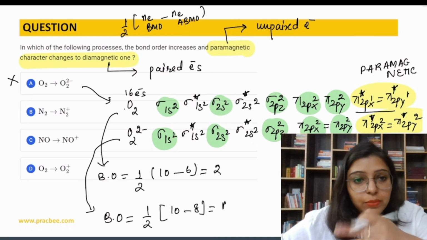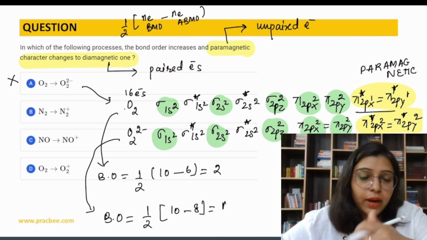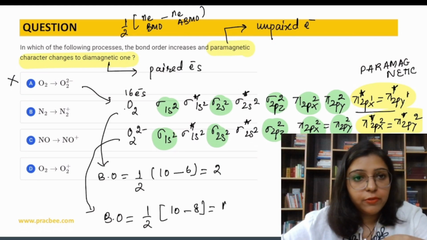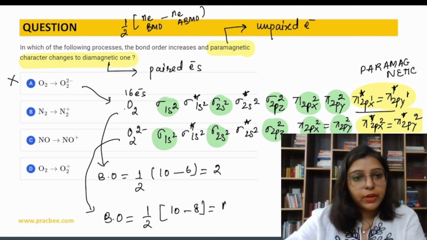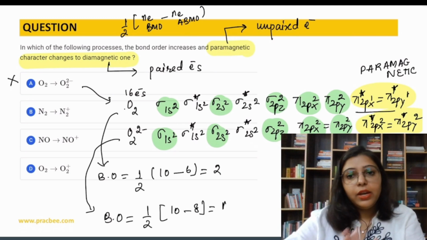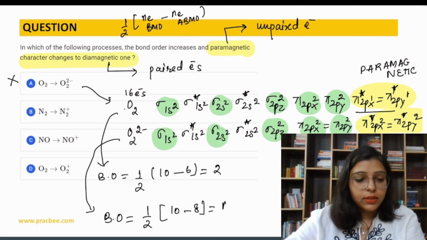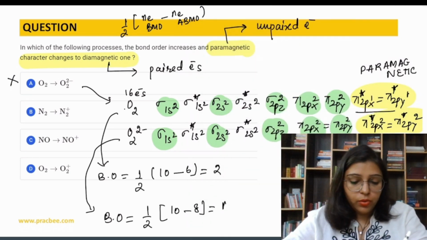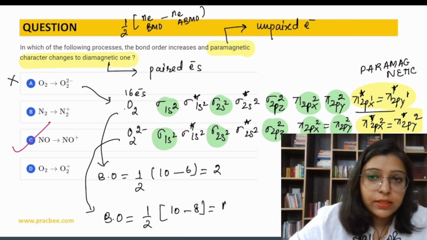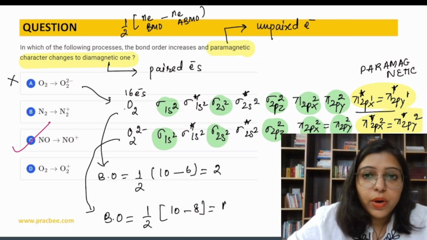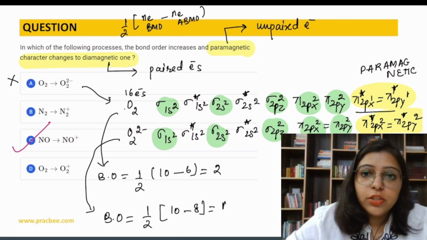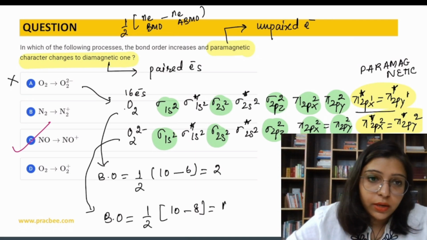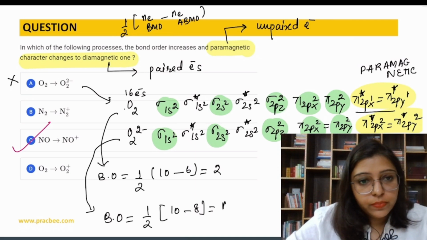In a similar way, you have to write down the configuration. Once you write down the configuration, you have to calculate the bond order and the magnetic nature, and then you can find out the correct answer. I'm marking the correct answer for you, so you can try it at home and solve it. So the correct answer is C. In C, what happens? Paramagnetic character changes to the diamagnetic one. Now let's do the next question.